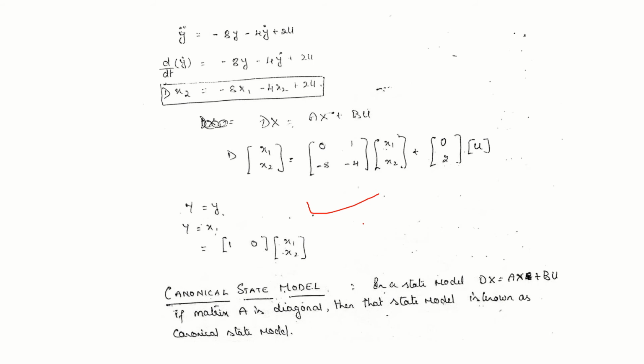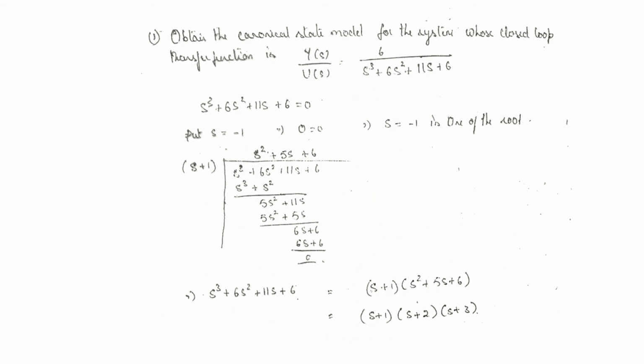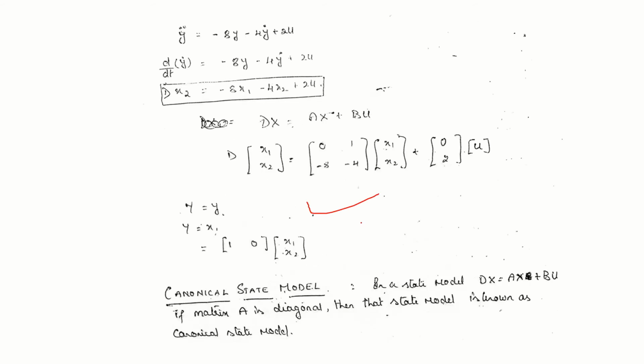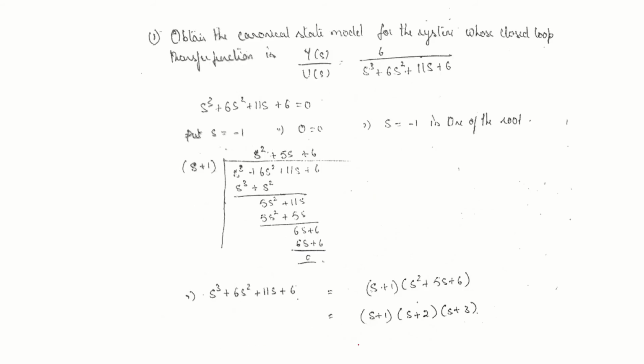Okay. Next, you consider in a state model x dot is equal to Ax plus Bu. If matrix A is diagonal, then that state model is known as the canonical state model. So let us convert this into a canonical state model.